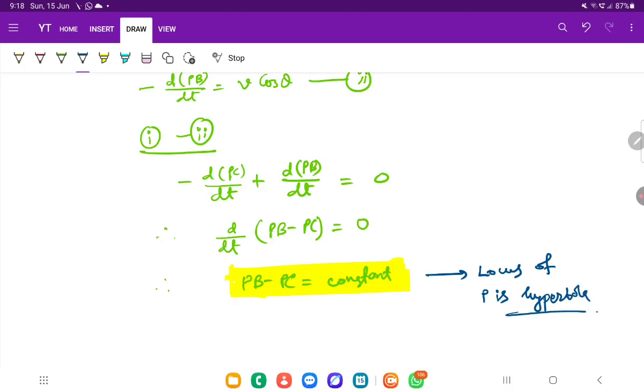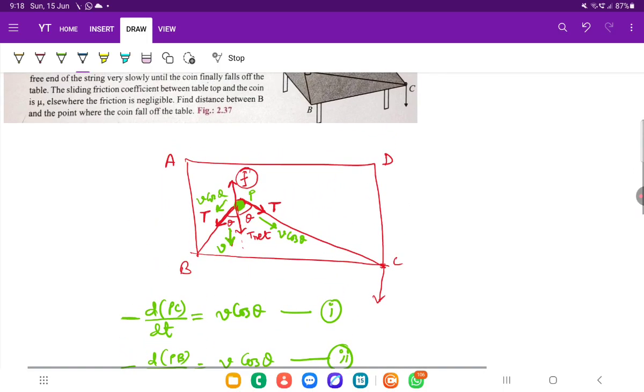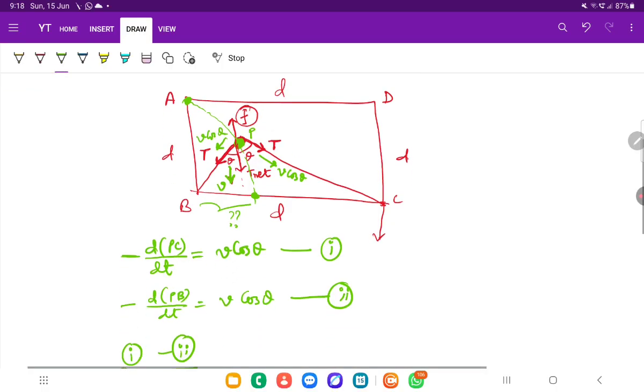That's why I've said that this conclusion will immensely help in our solution, right? So now I think it's quite clear. Let me mark the length here as d. It was given that the sides of the square were d. So initially the coin was here and it was following some hyperbolic trajectory and it has come to here. Then finally it will cross BC, let's say somewhere like this. So we are just trying to find out this length.